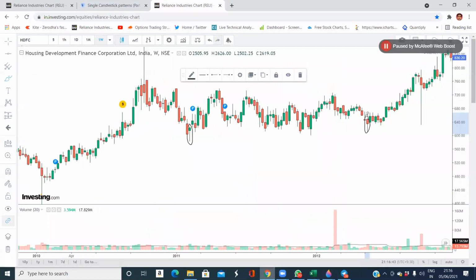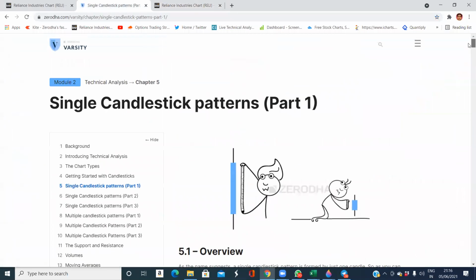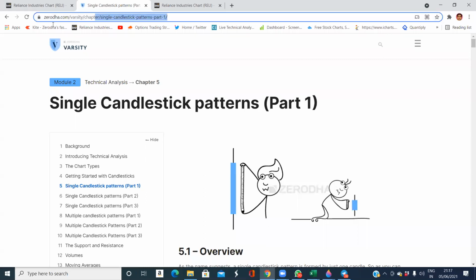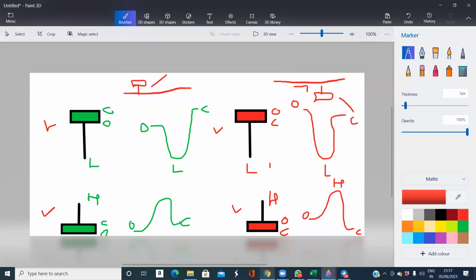And if you want to learn other important things, then this is the best source: Zerodha Varsity. Everything is mentioned here. If you want, I can post this link in the Telegram. Zerodha Varsity is good for candlesticks and for other things as well. This is the university for trading.